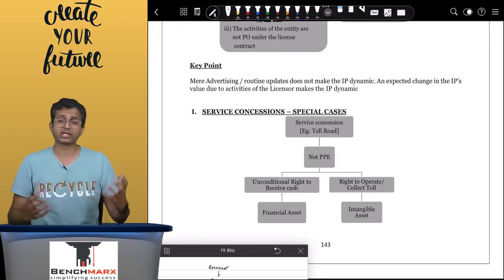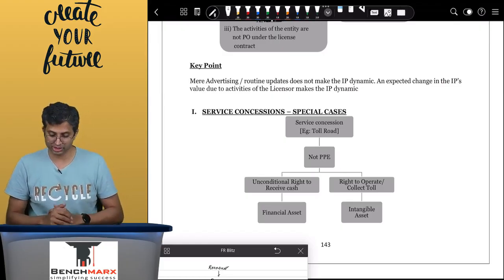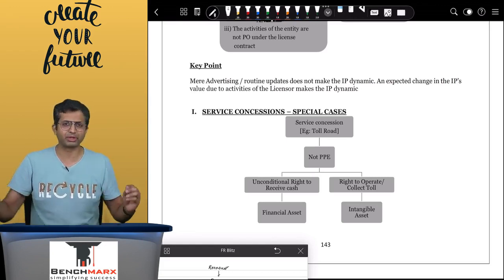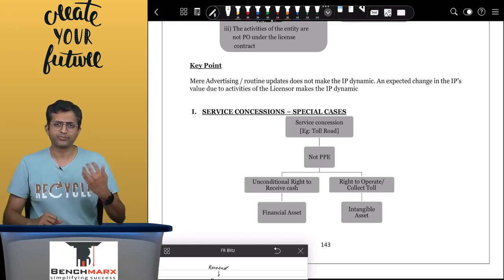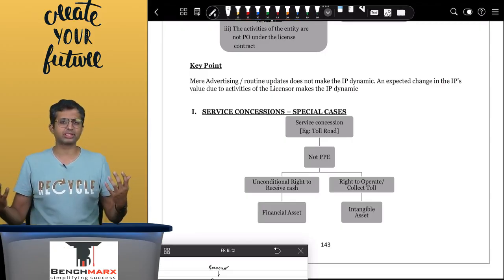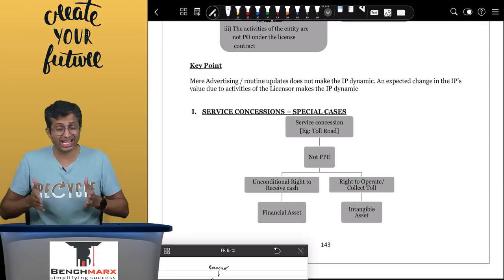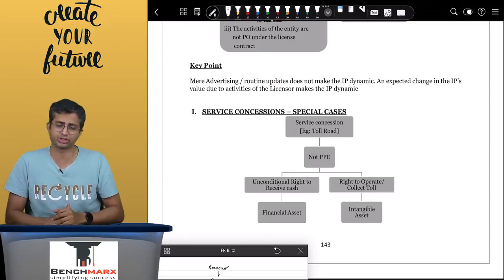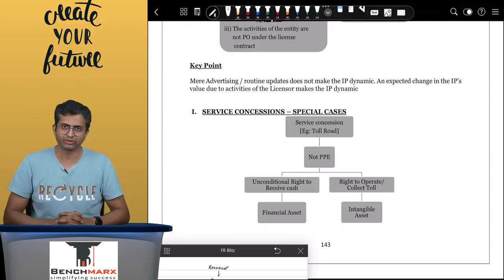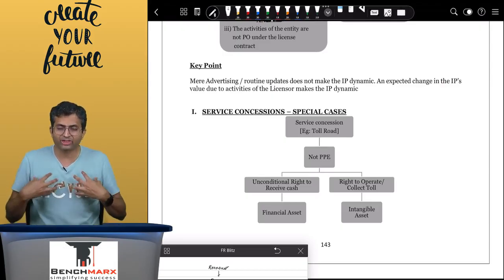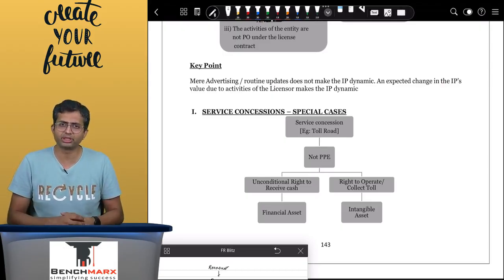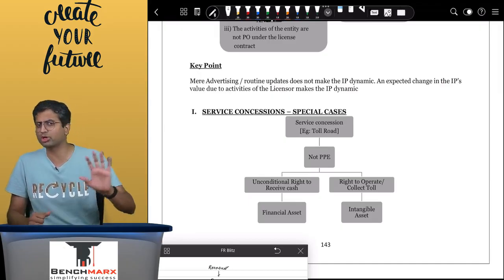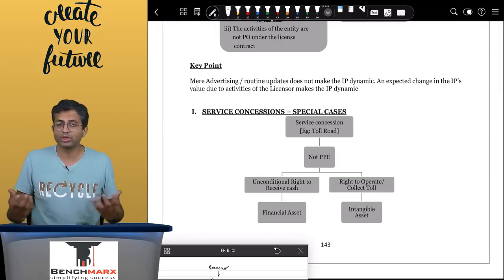Okay. Then there is another special case which involves service concessions. Service concessions over here are like toll roads, for example, public-private partnerships. So over here, let us say there is an expressway and there's an infrastructure company like IRB Infrastructure which is constructing an expressway. How will the expressway be recognized in the books of the company who's constructing it? Well, it cannot be shown as PPE because it is owned by the government. However, how will you recognize it?